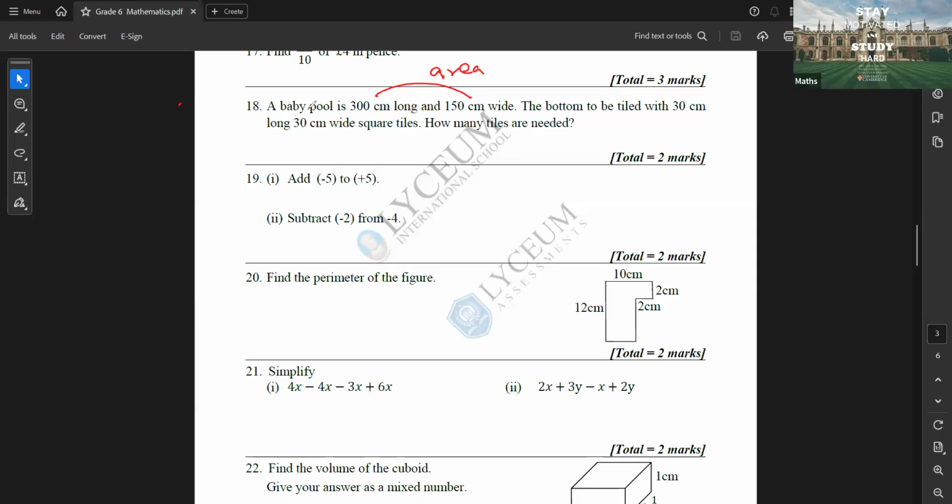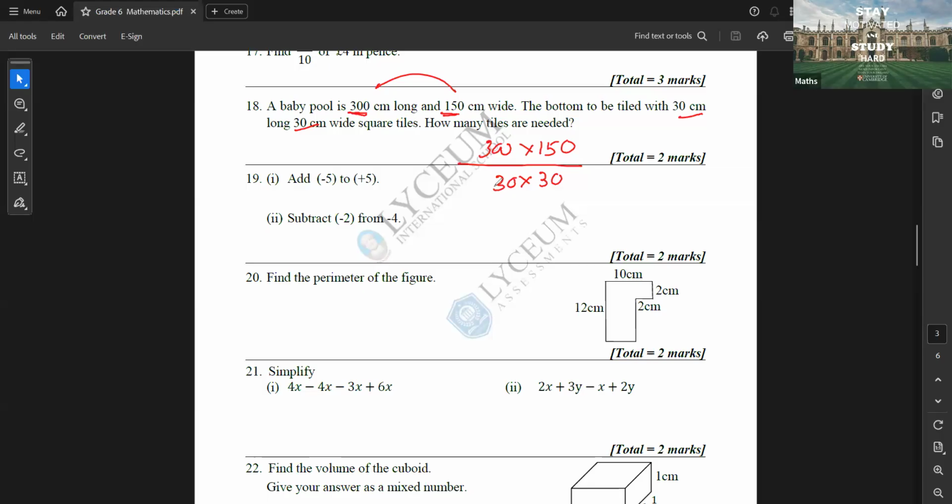Okay, so for the baby pool area you have to multiply this and this. So 300 into 150, that is the area of the baby pool. We are not going to get the answer yet. Why? Because again we have to divide by the tile. So tile area is what? 30 into 30. So once you write like this, guys, it's easy. If you go for multiplication and division separately, it takes time in the exam. You always have to go for the best method to save time and get the answer.